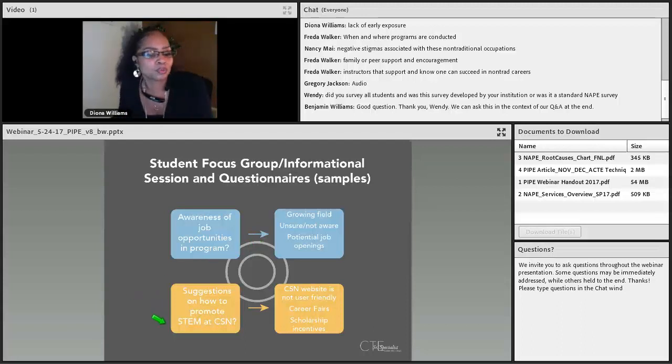Suggestions on how we can promote STEM at CSN. This was really a fun question that we asked in the focus group. If you were the president of CSN, what would you do differently to help students be aware of STEM opportunities?